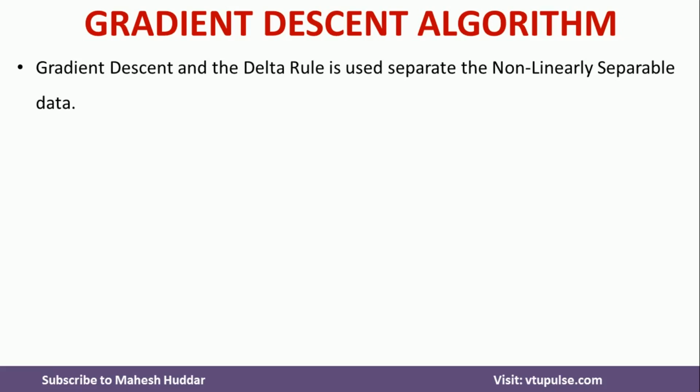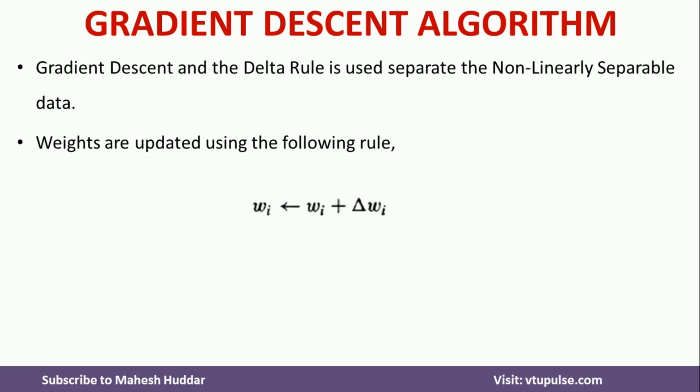We know that the gradient descent or the delta rule is used to separate the non-linearly separable data. The weights are updated using the following rule in gradient descent algorithm: Wi = Wi + delta Wi, where delta Wi = n * summation of (td - od) * xid over all the training examples. How to derive this particular weight updation equation is discussed in the previous video. The link for the video is given in the description below.